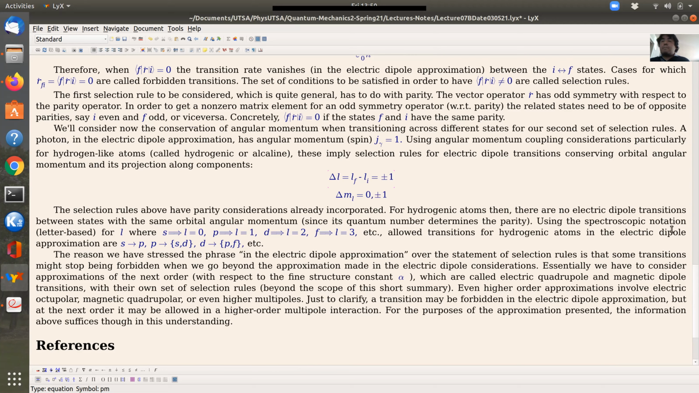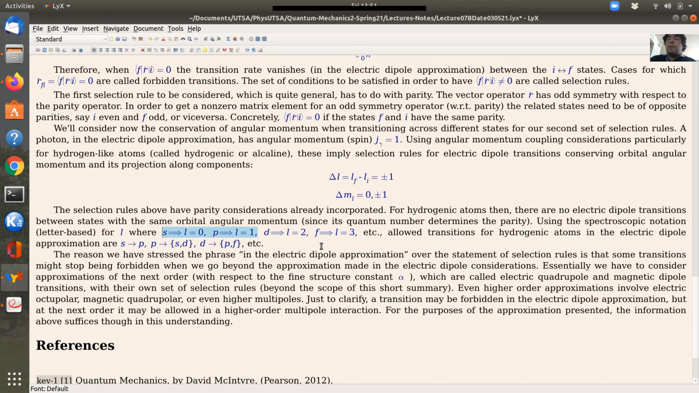And well, you probably have seen this before in your previous quantum mechanics course, where there is a spectroscopic notation to be used, which is letter-based for the quantum number L, meaning that, well, the case L equal to 0 has the letter S, the case L equal to 1 has the letter P, the case L equal to 2 has the letter D, the case L equal to 3 has the letter F, and then you continue alphabetically.